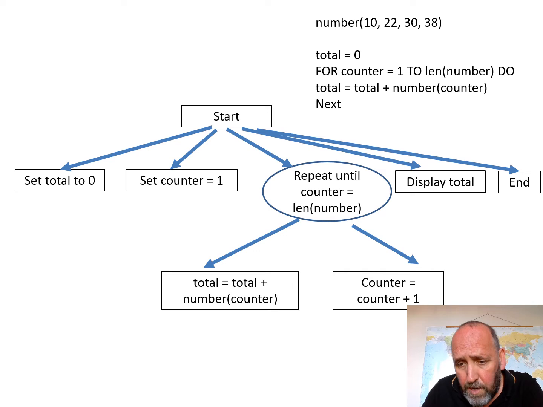So counter starts at 1, it loops, and total is 10. Counter becomes 2, it loops, total becomes 10 plus 22 is 32. Total becomes total plus number counter. That means 32 plus 30 is 62, and onwards as we did before. This statement, repeat until counter equals length number, tells us this is a fixed loop, because we know how many times this is going to repeat itself.